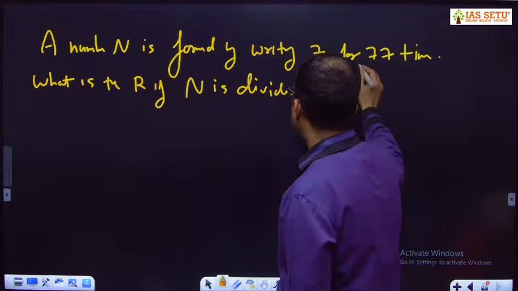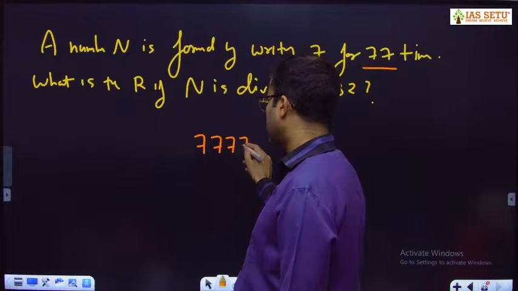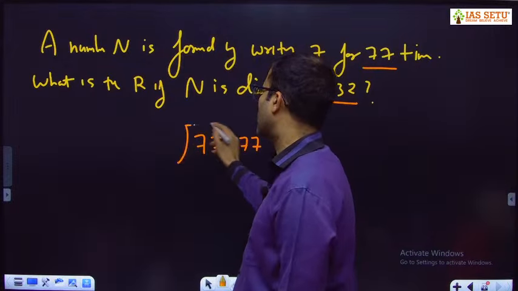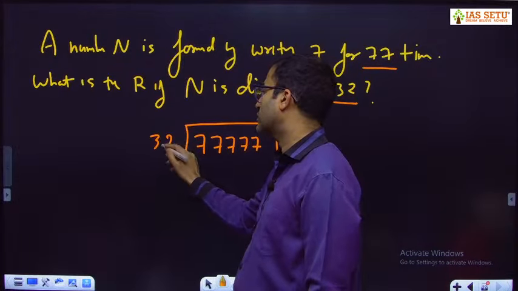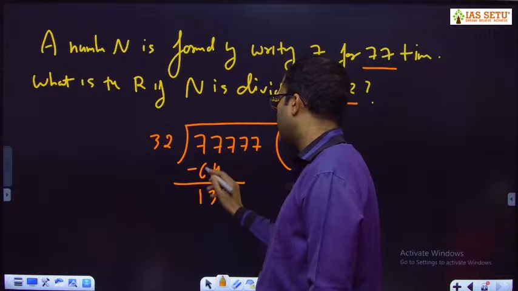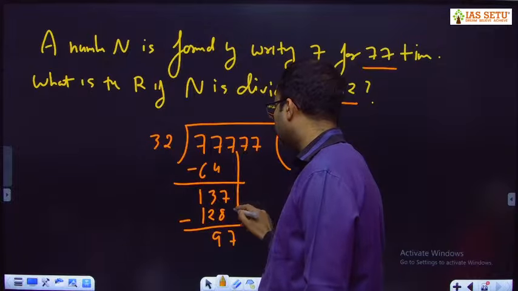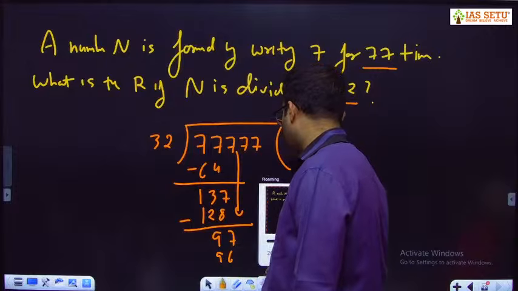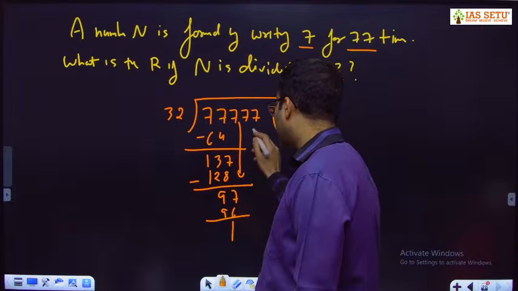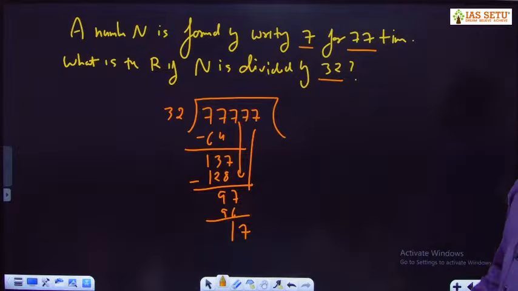So here we have 77 times. It means the last 5 digits are 77777. Because it is divisibility by 32, we have to check the last 5 digits. So here this is 32. 32 times 4 is 128. So you get 97, 96. So here you get 1. And here 7. What is your answer? All of you got answer 17.